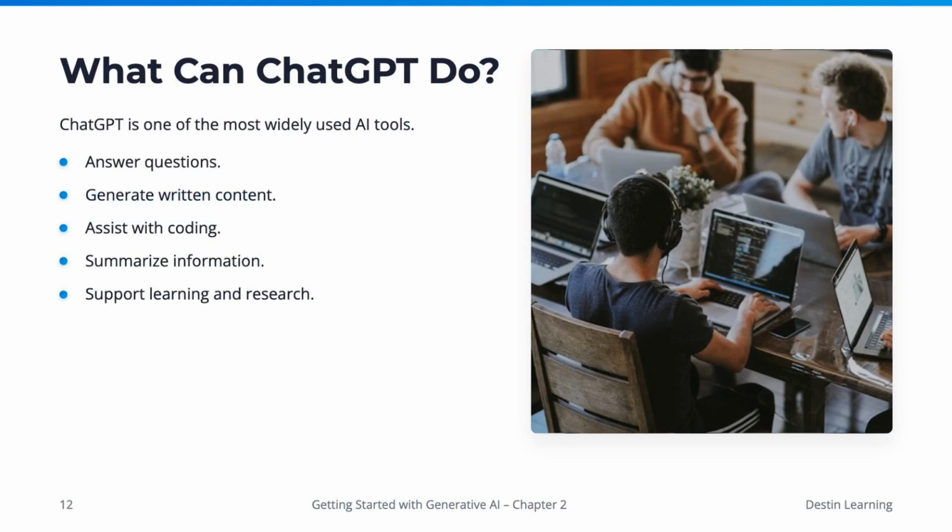It can adeptly answer your questions on nearly any topic. It's excellent at generating written content, from creative stories to professional emails. ChatGPT can also assist with coding, providing snippets, debugging help, or explanations of complex functions. Furthermore, it's very effective at summarizing information, extracting key points from longer texts. Finally, it serves as a powerful resource to support learning and research, acting like an interactive tutor or research assistant.